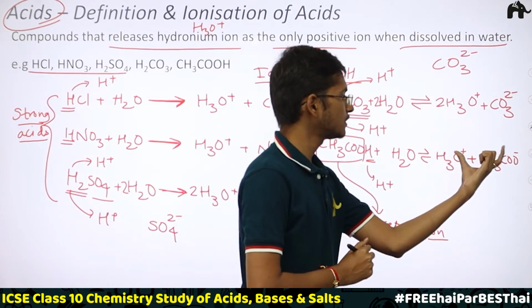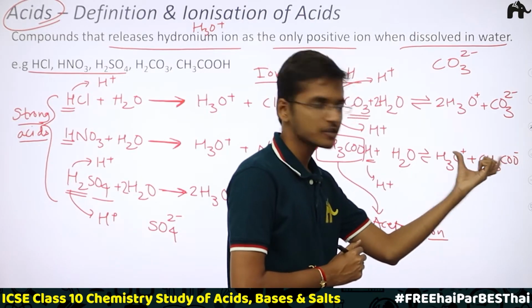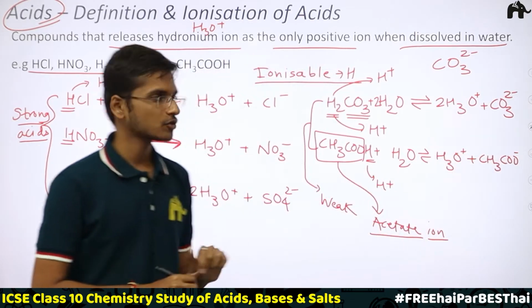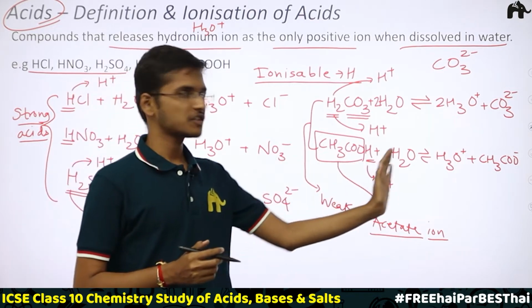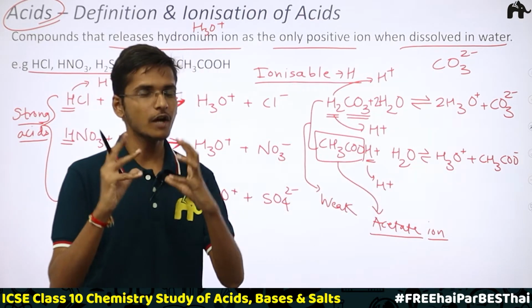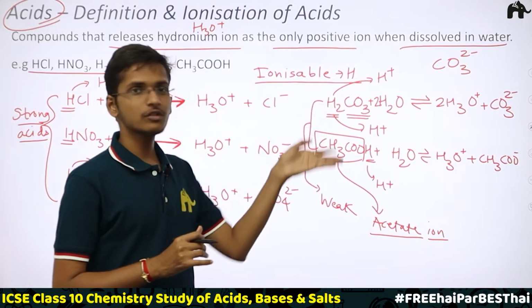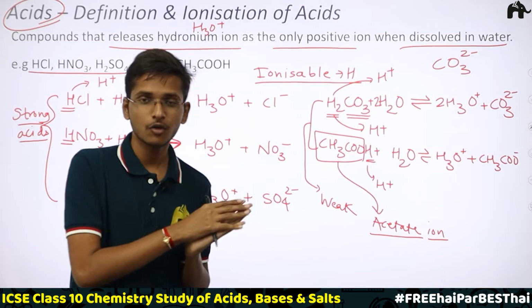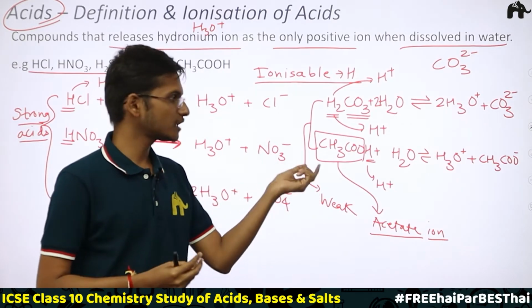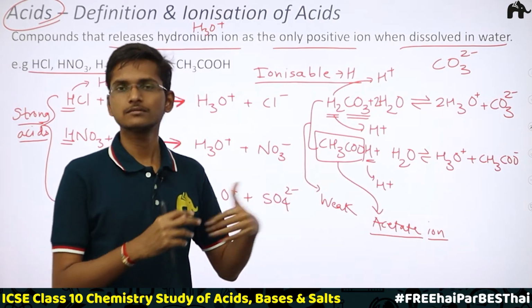See, now here the charges are getting balanced, plus and minus. So maybe you would have gone wrong while writing the ionization equation for this acid. What you have to keep in mind is that a particular acid does not necessarily give up all of the hydrogen atoms it has. There may be some hydrogen atoms which that acid won't be giving up.